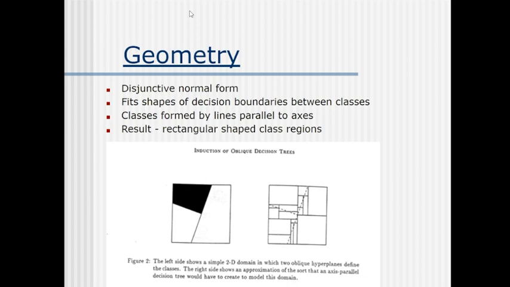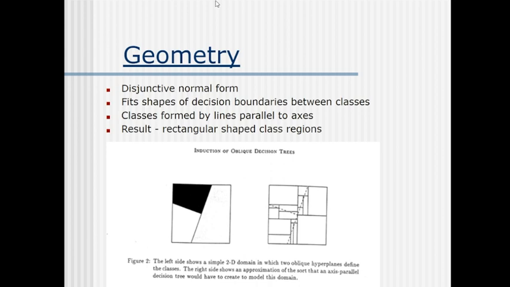So as you can see in the picture below, the left side shows a simple 2D domain in which two oblique hyperplanes define the classes. The right shows an approximation of the shape that an axis-parallel decision tree would have to create to model this domain.